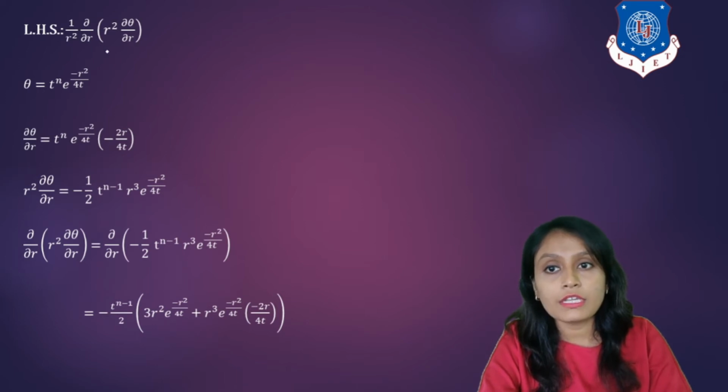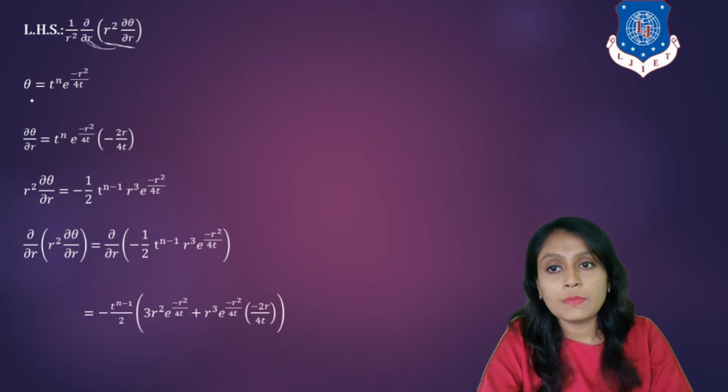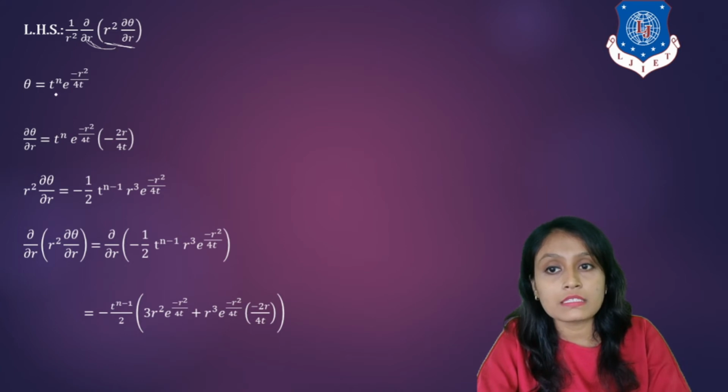So the LHS is what is given in the question, that is 1 upon r square into del by del r of r square into del theta by del r. So firstly we will find this del theta by del r, then multiply by r square, and then after that we have to again take the derivative with respect to r, and then multiply it by 1 upon r square. So let's begin. Firstly theta is given, that is t raised to n into e raised to minus r square upon 4t. Take the derivative of theta with respect to r, keeping t as a constant.